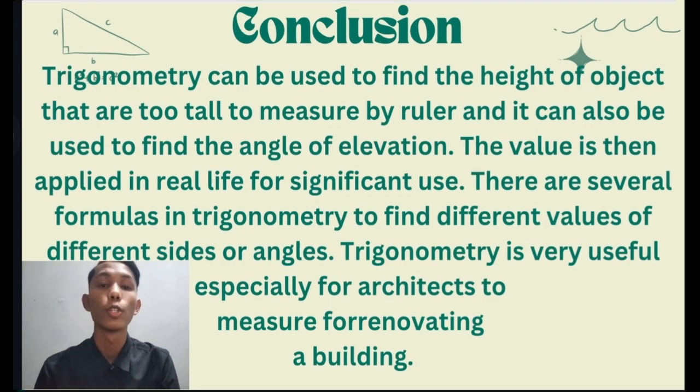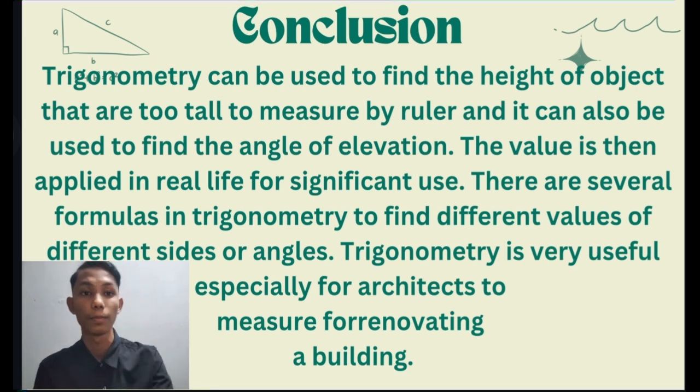In conclusion, trigonometry can be used to find the height of objects that are too tall to measure by ruler, and it can also be used to find the angle of elevation. The value is then applied in real life for scientific use. There are several formulas in trigonometry to find the different values of different sides and angles. Trigonometry is very useful, especially for architects to measure for renovating buildings.